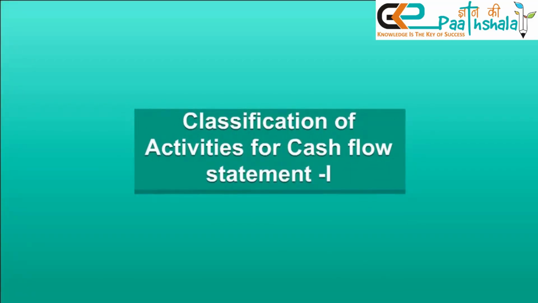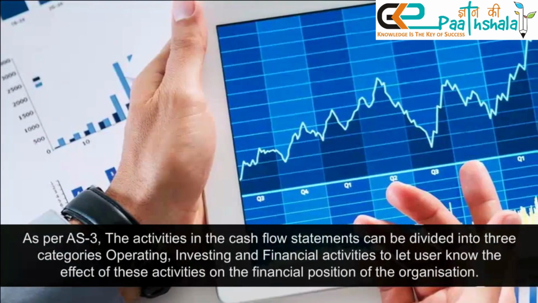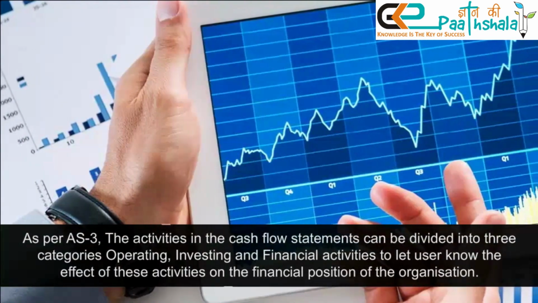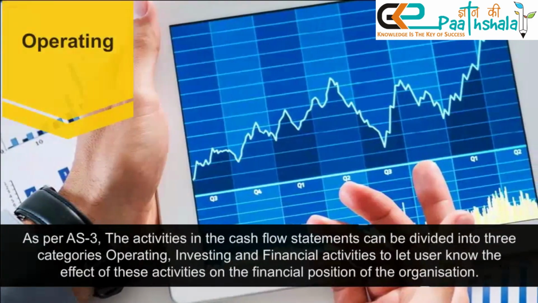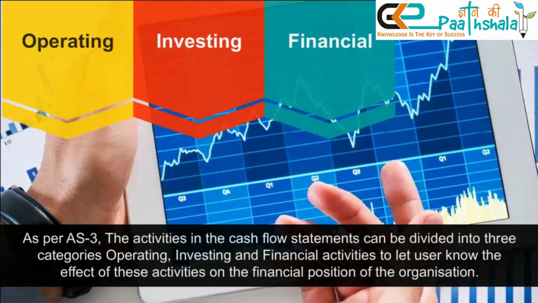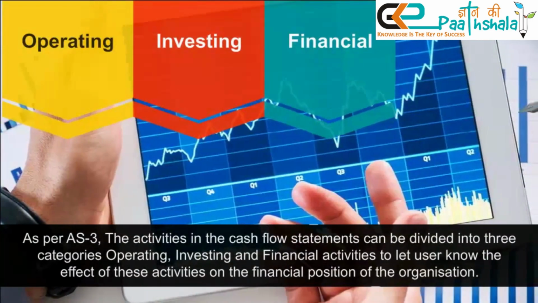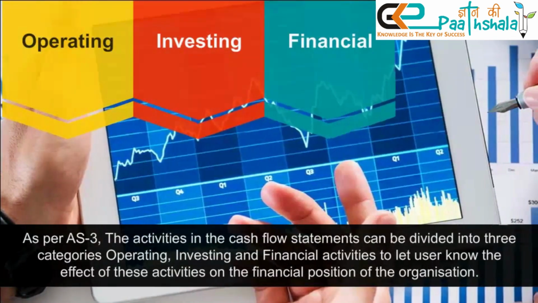Classification of activities for cash flow statement. As per AS 3, the activities in the cash flow statements can be divided into 3 categories: operating, investing, and financing activities. This lets users know the effect of these activities on the financial position of the organization.